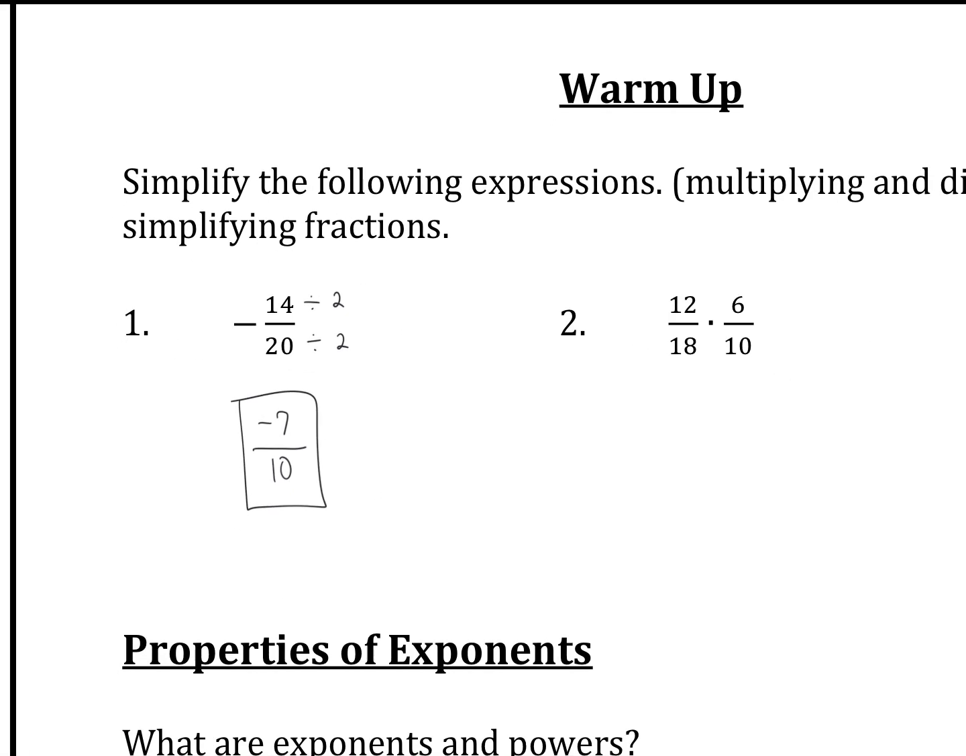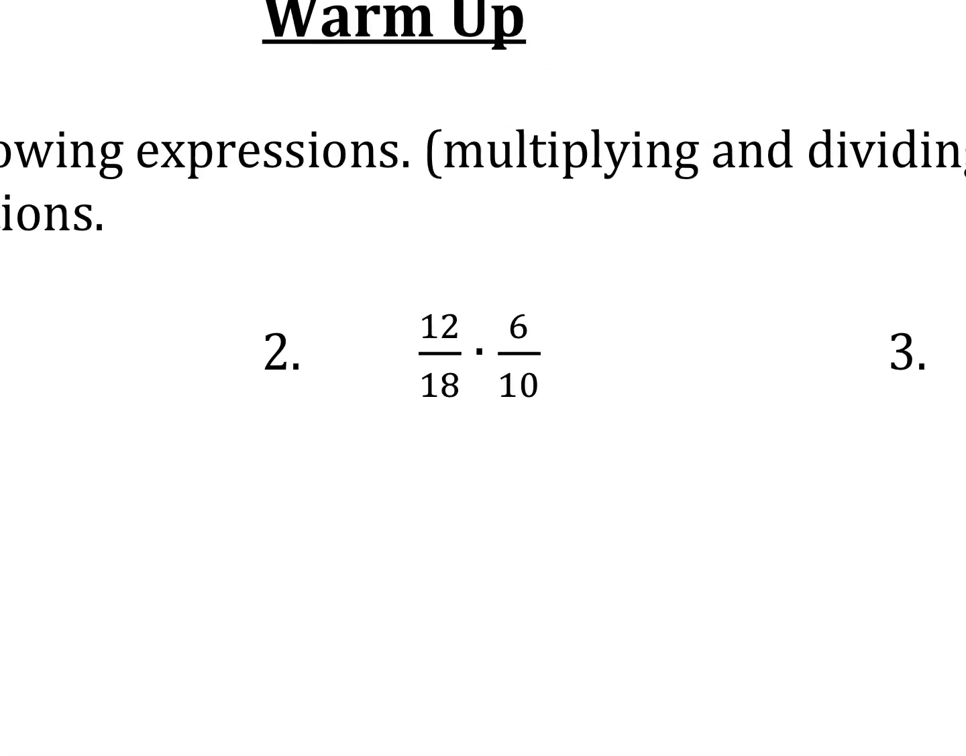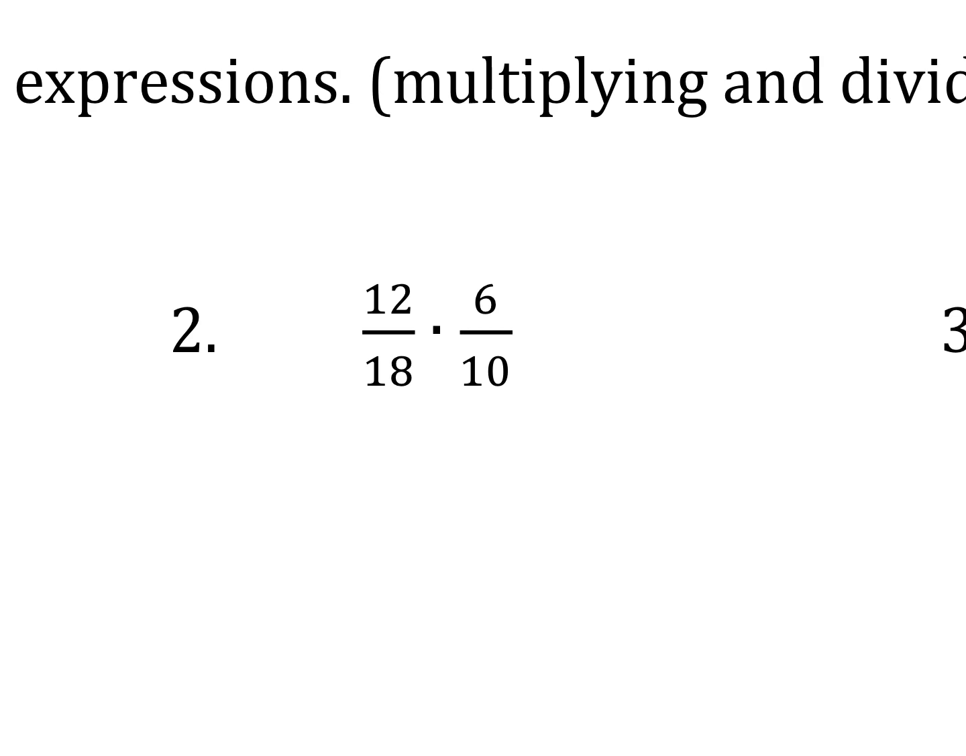All right, nice. How about number 2? We're multiplying. So it's multiplying fractions, no big problem. Top times top over bottom times bottom. When we're multiplying, though, we can do some reducing or canceling. So we can reduce vertically or diagonally. So what can we reduce here?